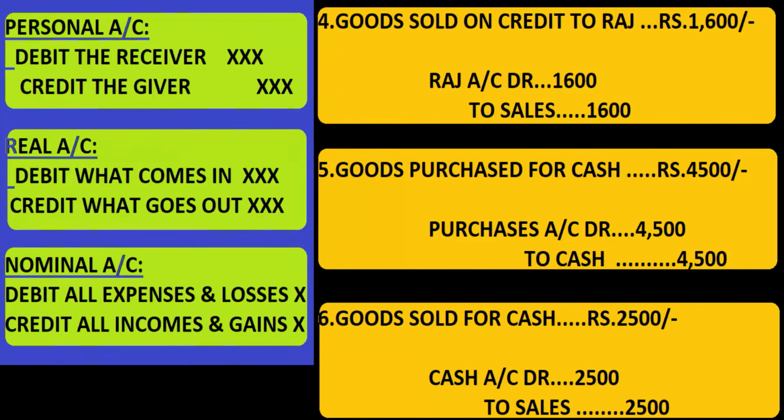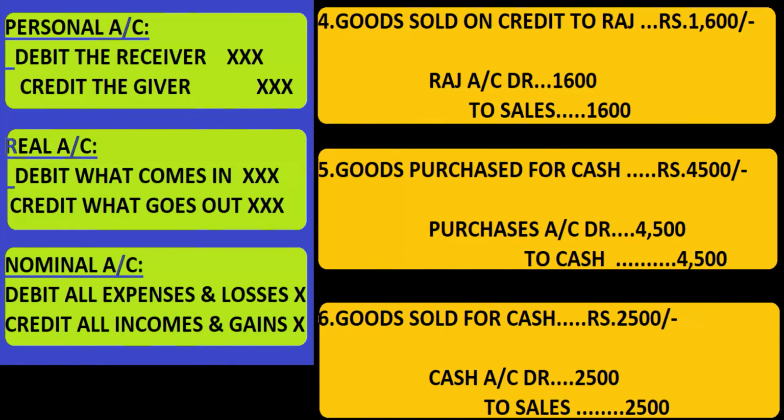As per real account rule, debit what comes in, credit what goes out. Goods are going out, so we have to record sales in the credit. The entry becomes Dev account debtor 1600 to sales 1600.